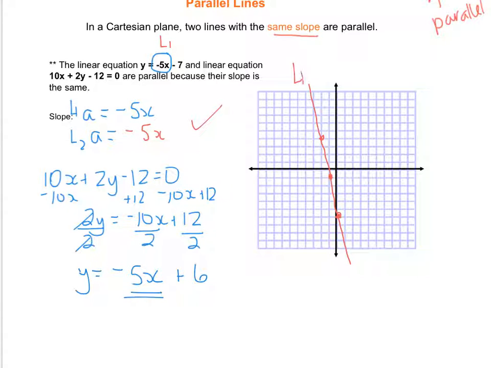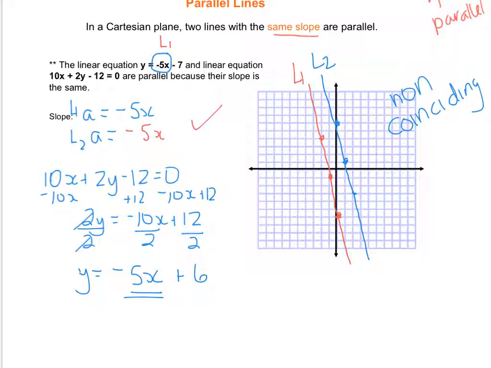So that's line 1. Line 2 I'll do in blue. So line 2 starts at 6 and we go down 5 and over 1. Down 5 and over 1. And there's my line. And as you can see, because they have the same slope, they will never ever touch. So that is, and these are what we call non-coinciding parallel lines. They are non-coinciding because they have different y-intercepts.